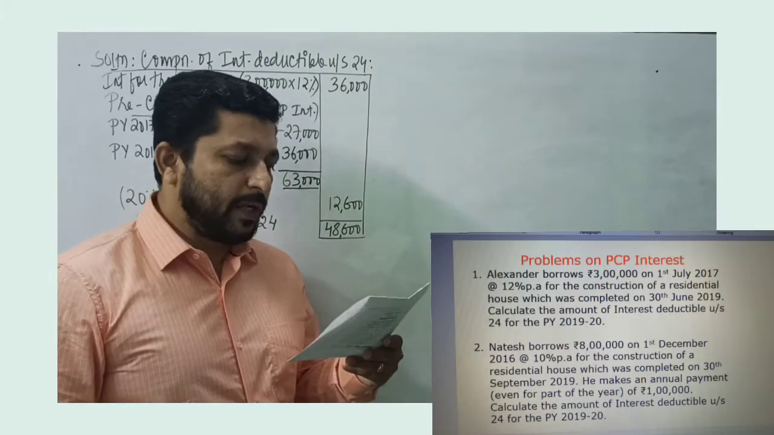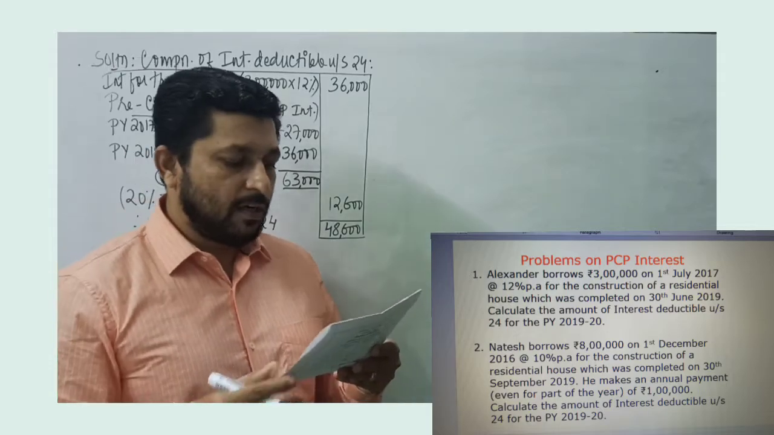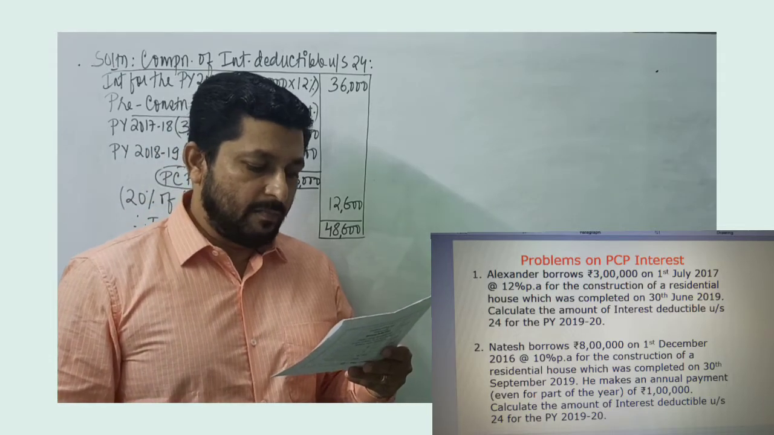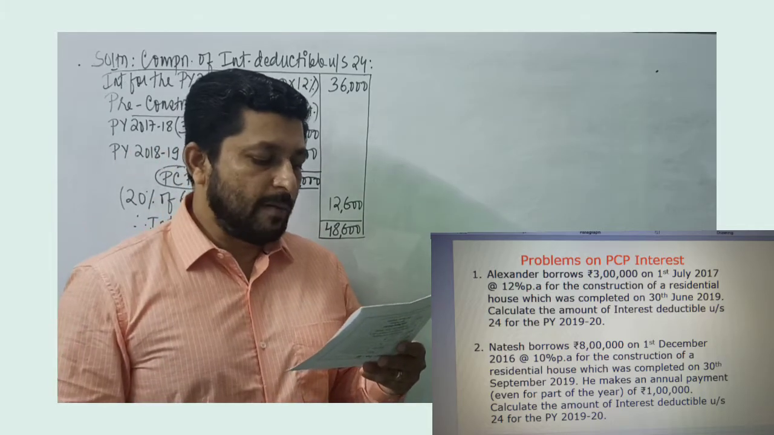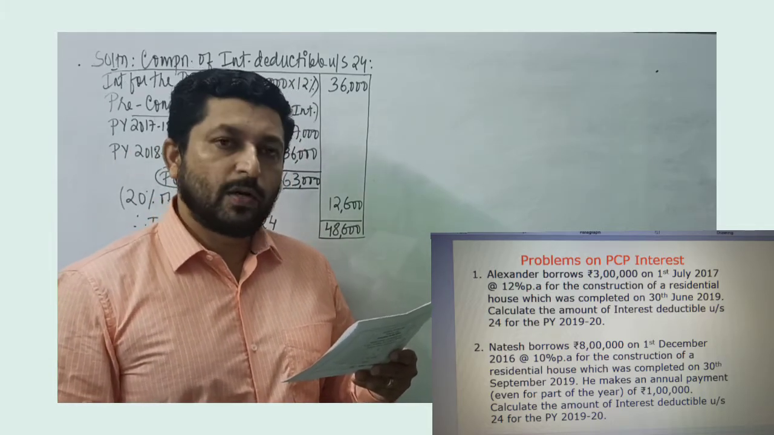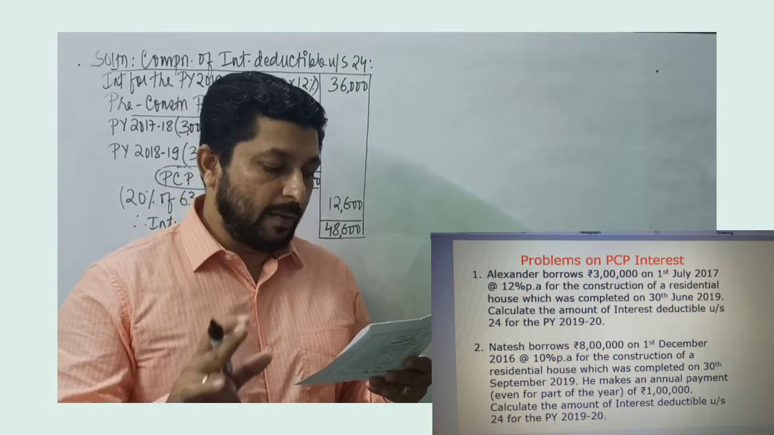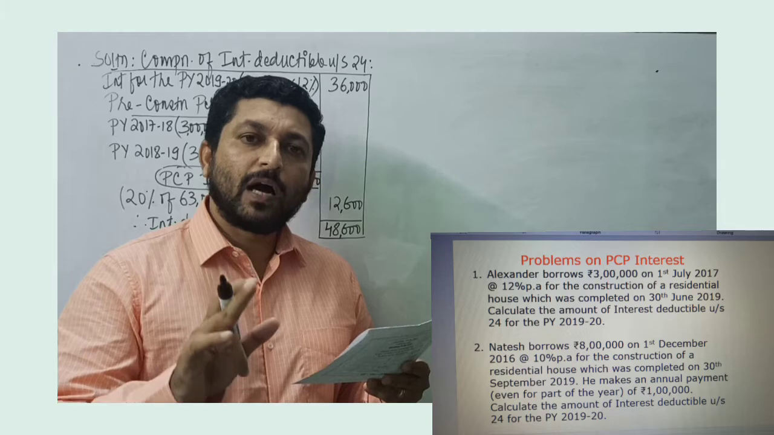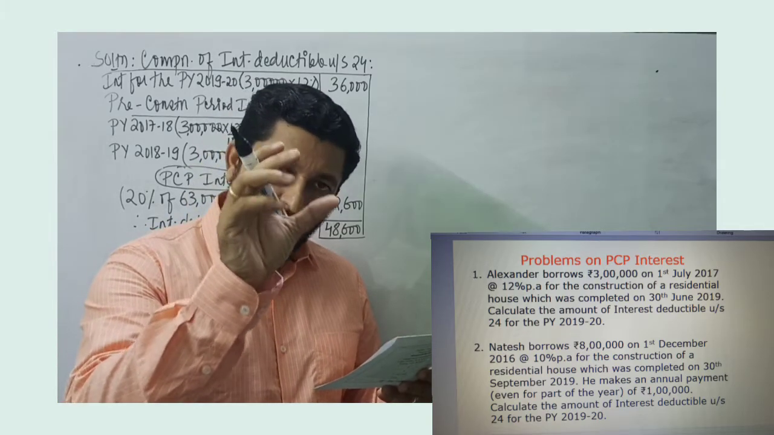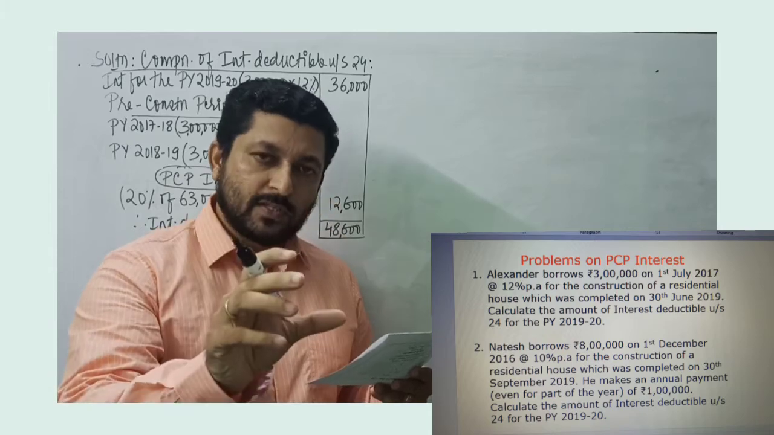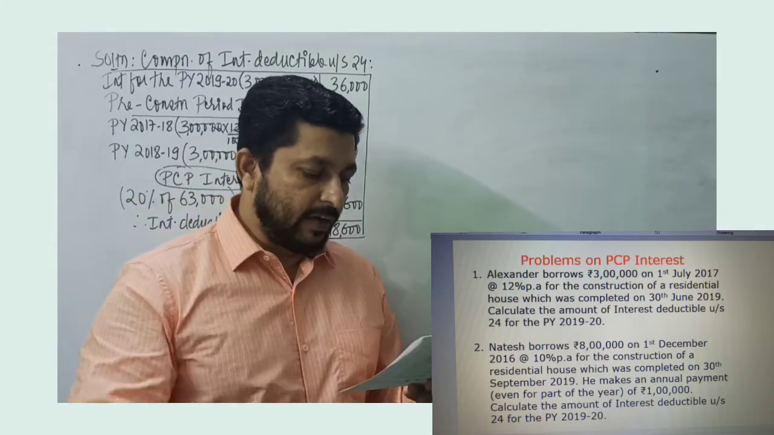Natesh borrows rupees 8 lakh on 1st of December 2016 at 10% per annum for the construction of a residential house which was completed on 30th September 2019. He makes an annual payment even for a part of the year. So even if the loan is borrowed in between the year or a few months in a year, he is making an annual payment of 1 lakh rupees.